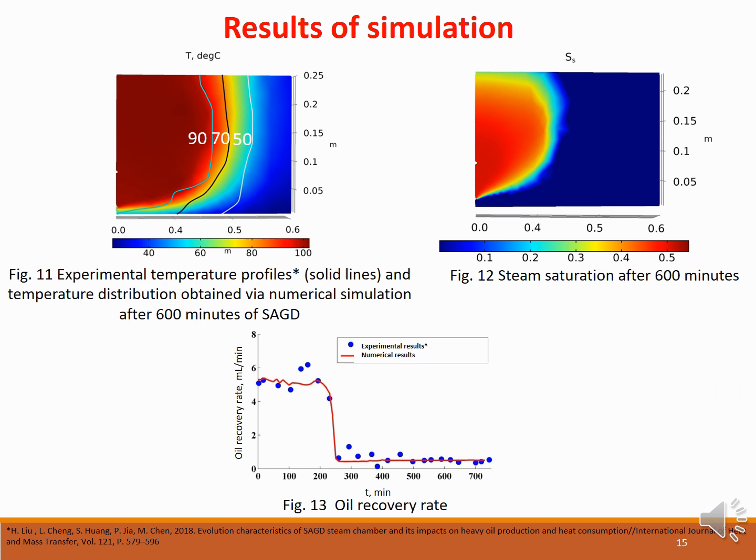Figure 11 shows the temperature field obtained by numerical simulation and experimental temperature profiles after 600 minutes of steam-assisted gravity drainage. Figure 12 shows the corresponding steam chamber shape. The experimental results are in good agreement with the simulation. Figure 13 presents the oil recovery rate. Results of the simulation show a significant decline in oil recovery when the steam chamber propagates in the area with lower permeability and porosity, which is confirmed by the experimental results.